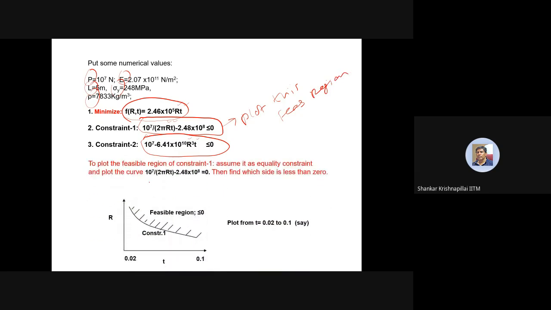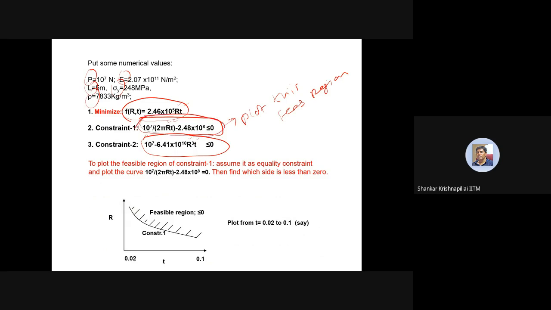So we can substitute these numerical values. We get an expression for the objective function, an expression for the first constraint, and an expression for the second constraint. You can see that r and t are the optimization variables in all these equations. There are no other variables. So first let us plot this feasible region.